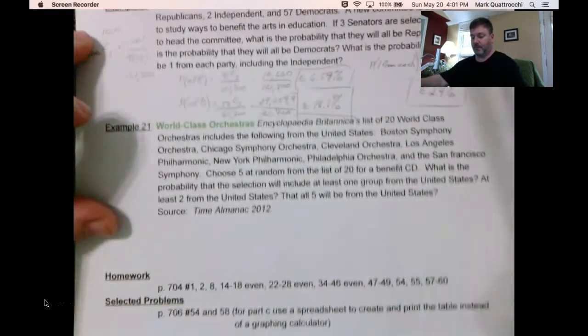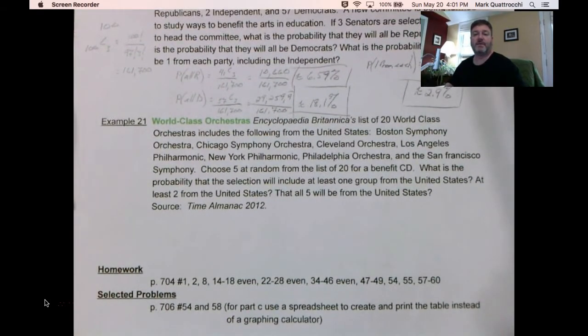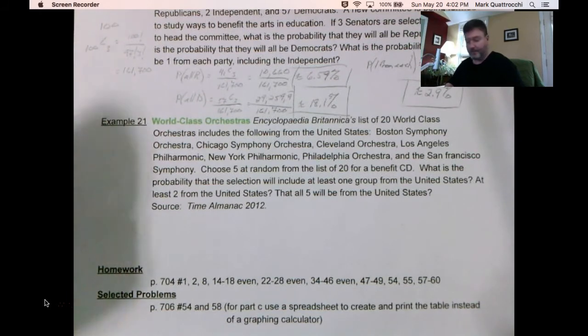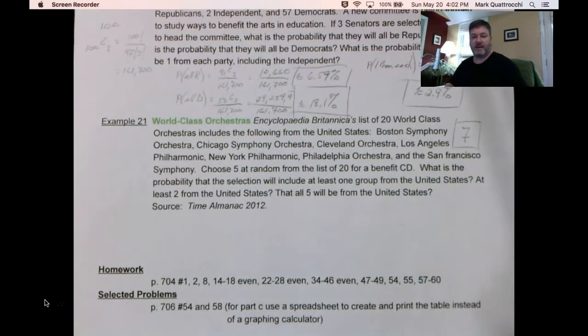Okay. Example 21. Encyclopedia Britannica's list of 20 world-class orchestras include the following from the United States. I'm not going to read all the list, but there are 7 of them from the United States. We're choosing 5 at random from the list of 20 for a benefit CD. What is the probability that the selection will include at least 1 group from the United States, at least 2 from the United States, and that all 5 will be from the United States?